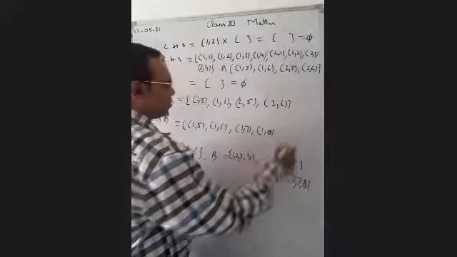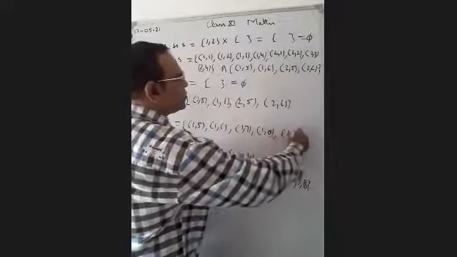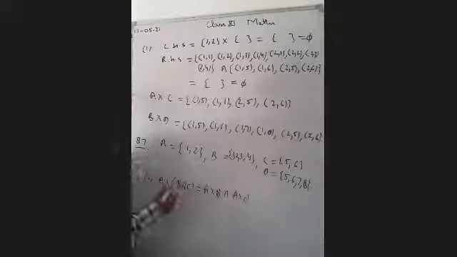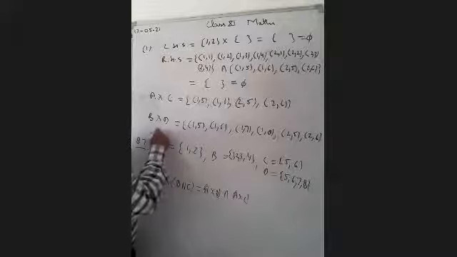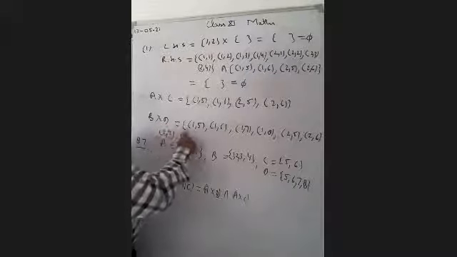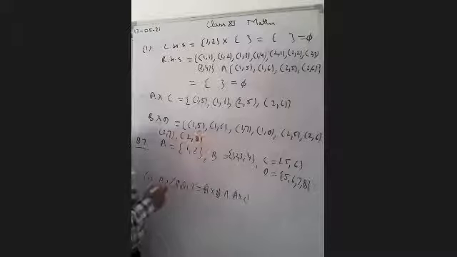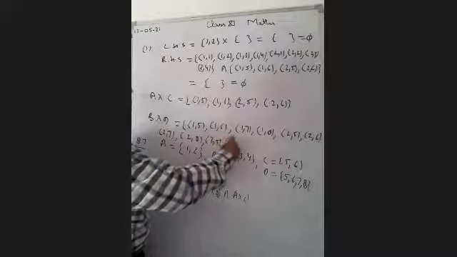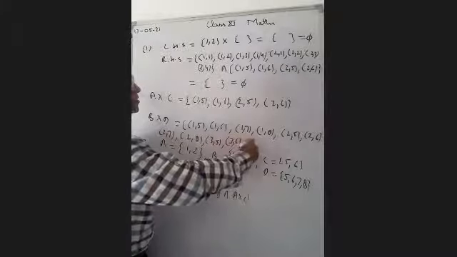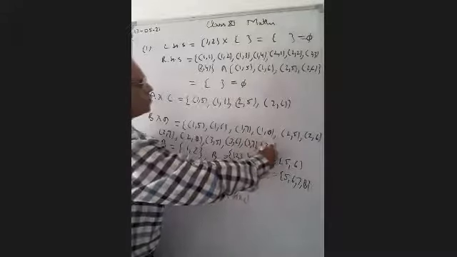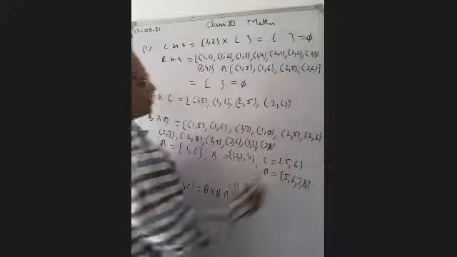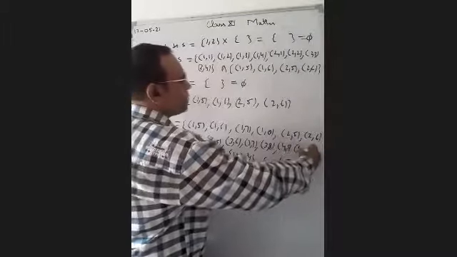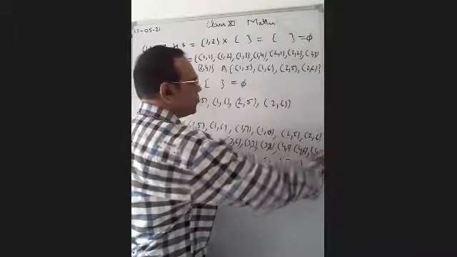And then (2,5), (2,6), (2,7), (2,8). Okay, then (3,5), (3,6), (3,7), (3,8), then (4,5), (4,6), (4,7), (4,8).